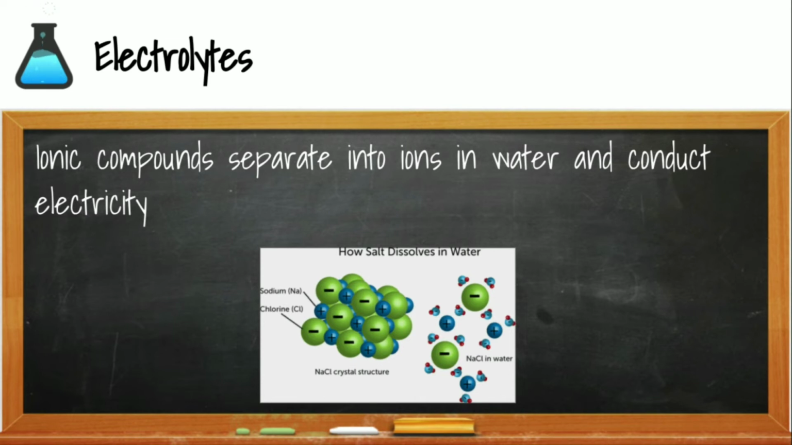Ionic compounds in the solid state have their oppositely charged ions vibrating in a fixed position, so they cannot conduct electricity in the solid state. But in the aqueous state, the ions will separate and be free-flowing, so that in water, ionic compounds become electrolytes and conduct electricity.